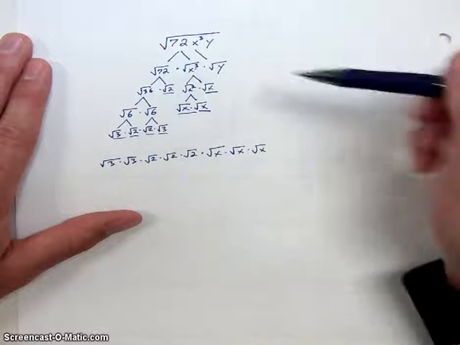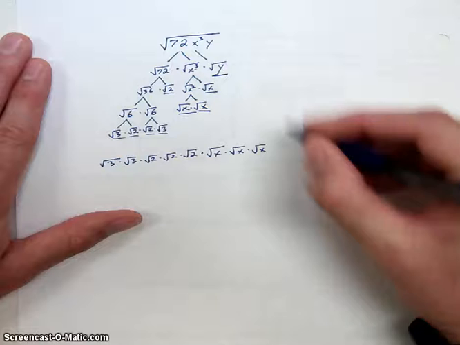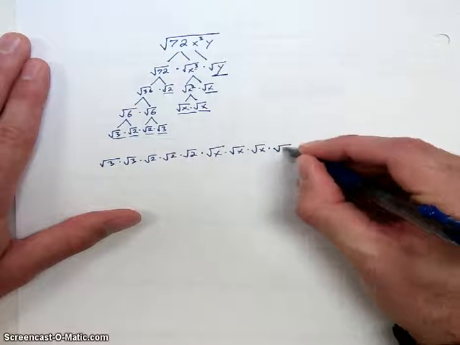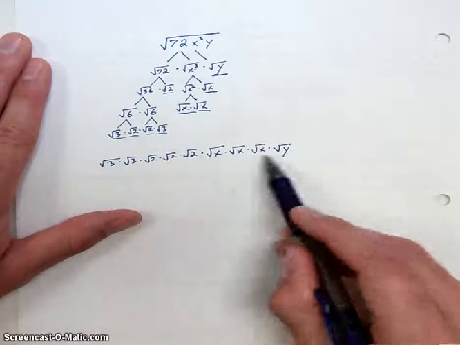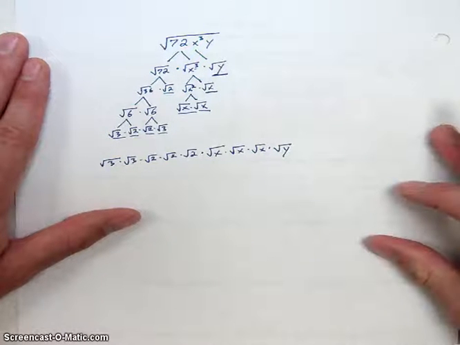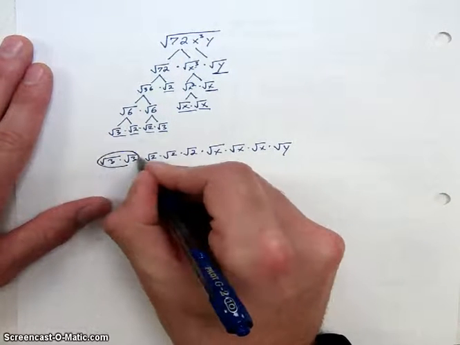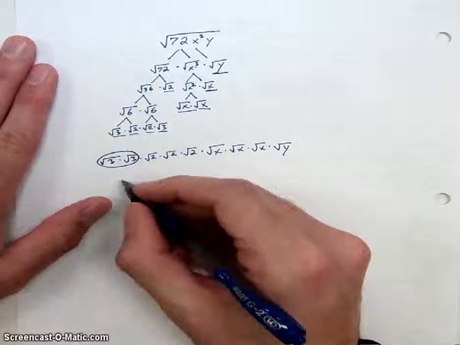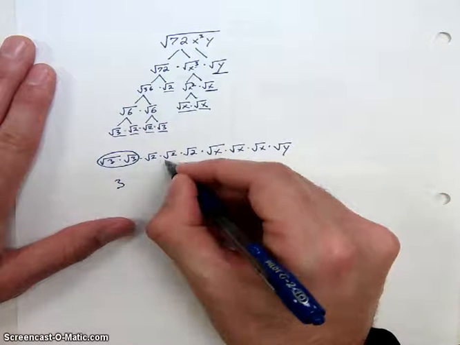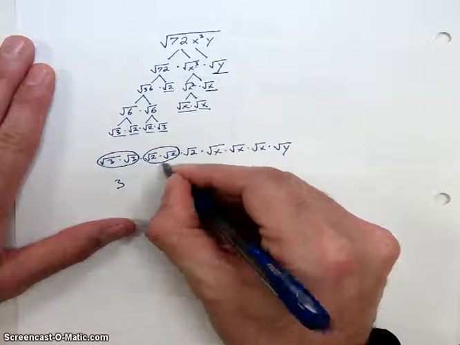And the square root of y is already prime. I can't do anything with that, so I'm going to add that to my end. I have all my prime factors listed out now. And just like we did before, we're going to pair up what we can. So square root of 3 times the square root of 3 is just going to be 3. Square root of 2 times square root of 2 is just going to be 2.